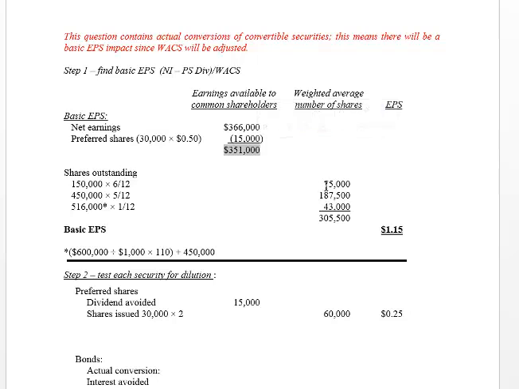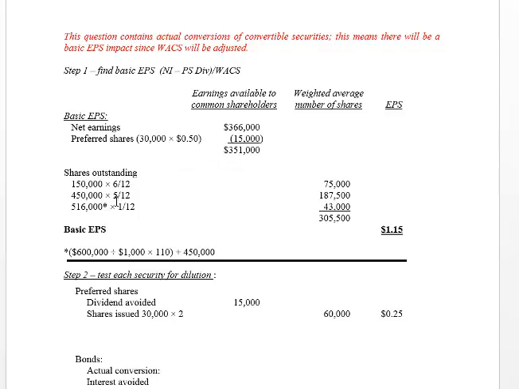Now, because we actually converted the bonds, that means that we're going to have more common shares outstanding. So what would the impact have been on our WACS for our basic EPS? Well, the question told us that we had 150,000 common shares outstanding from the beginning of the year all the way to July the 1st. So we would have had that 150,000 shares outstanding for 6 of 12 months. On July the 1st, we issued an additional 300,000 shares, which now gives us a total of 450,000 shares. And they were outstanding until December 1st. So from July the 1st to December the 1st, that's a full 5 months.